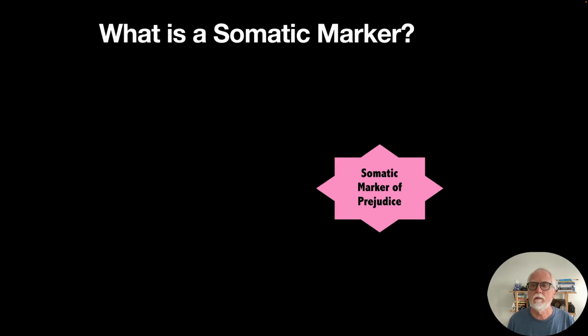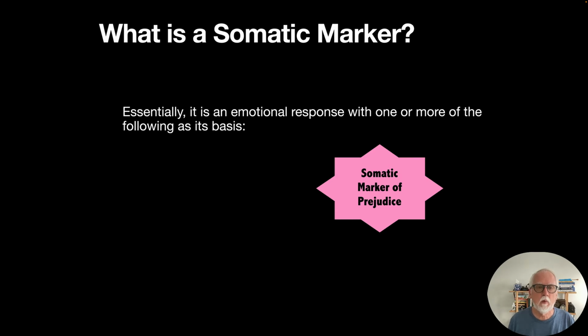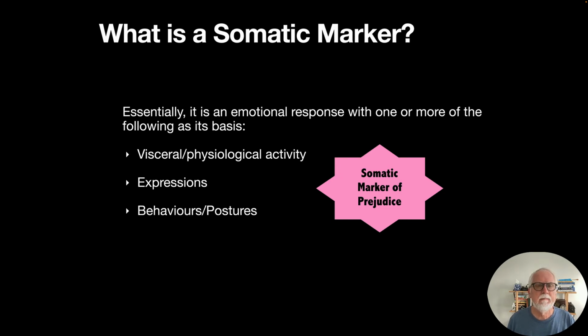So again, what is a somatic marker? Well, essentially, it's an emotional response with one or more of the following as its basis. That there's some sort of visceral or physiological activity like skin conductance, or heart racing, changing expressions in your face, smiling, frowning, showing a disgust response, and behaviors and postures like leaning towards or leaning away from the group or the person that is in that group. All of these would be basically bodily changes that you're making in response to being in the presence of this outgroup member that would then feed back into your brain and tell you a little bit more about how you actually feel about people in that group.